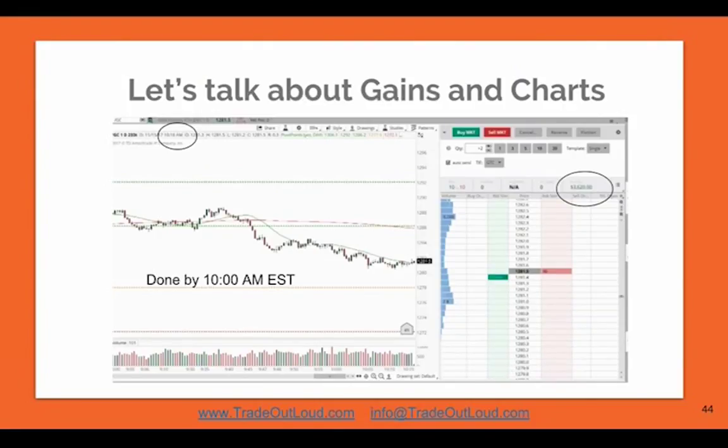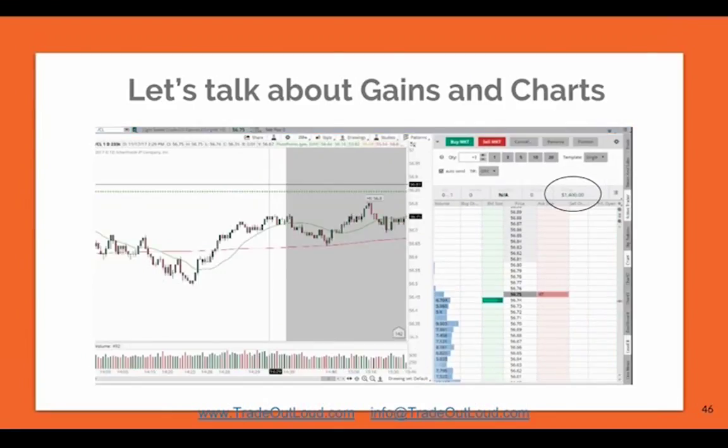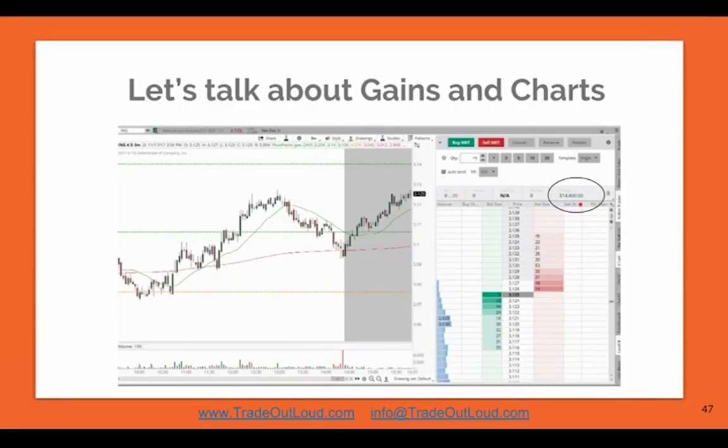These are some more examples done by 10 o'clock. So we're done, right? We started at 9 o'clock, we're wrapped up by 10 o'clock. Do you need to stay in front of the computer more than that? I would say not. Okay, these are some other trades that were active. Again, oil right here, and take a look at this. This is with one contract right here, $1,400. In fact, this is a swing trade, 14,000 in natural gas.